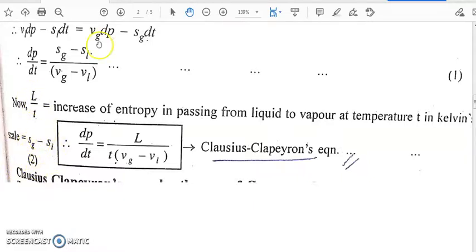So the entropy increase is Sg minus Sl, which is equal to L by T. We put this value here, then after putting it we will get this equation, and this is the Clausius Clapeyron's equation. Okay, so very simple equation.